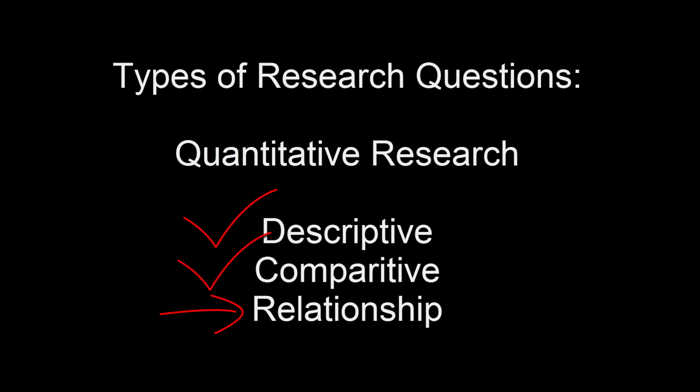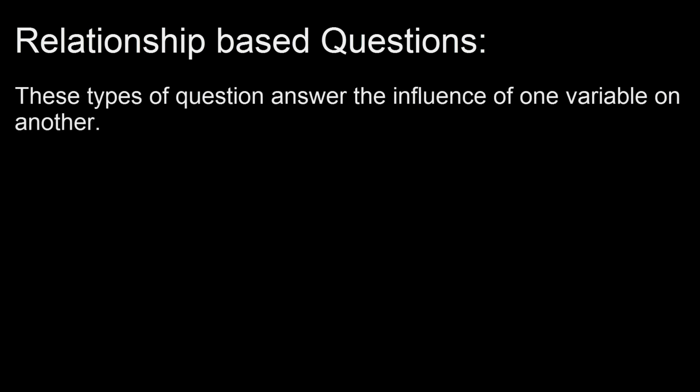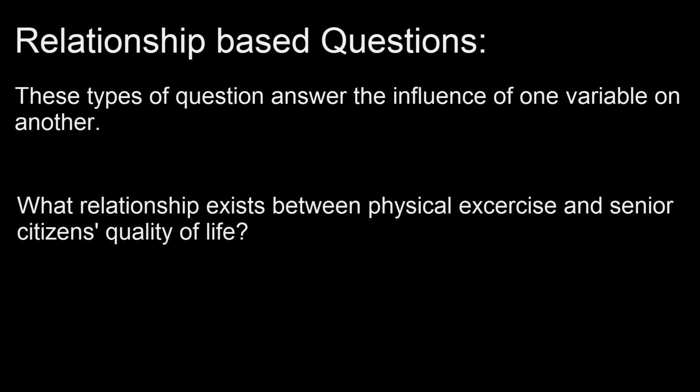The third type of quantitative research question is relationship based questions. These types of questions answer the influence of one variable on the other. For example, what relationship exists between physical exercise and senior citizens' quality of life? Now we have one variable, that is physical exercise. Then we have another thing called the quality of life. We are trying to understand how these both are related.